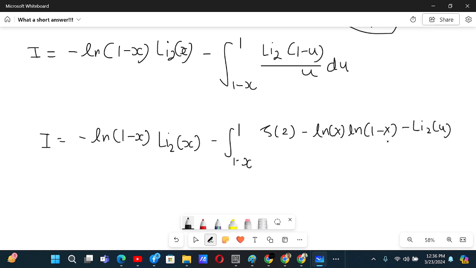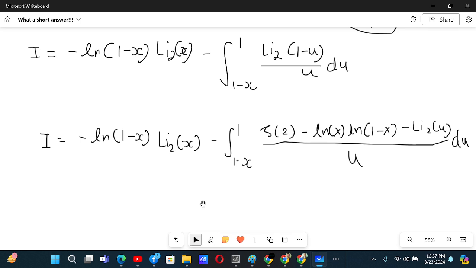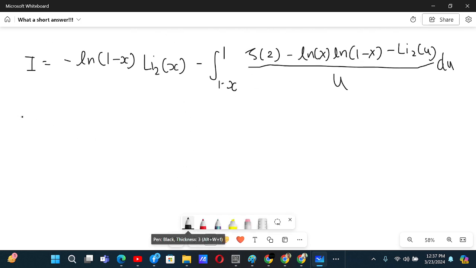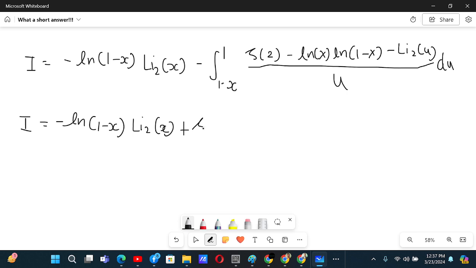Since there are such formulas, the integral becomes longer, but it's not tougher. Longer doesn't really mean tougher, because these are the same things we are doing again and again, and that's making it long. Minus ln of 1 minus x Li2 of x. Now this is just minus Riemann zeta of 2 times ln of u, and from 1 minus x to 1, at 1 that is 0, minus ln 1 minus x, minus minus plus, so we get plus Riemann zeta of 2 times ln 1 minus x.